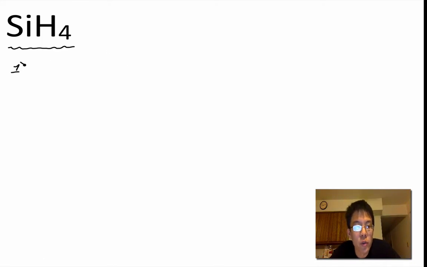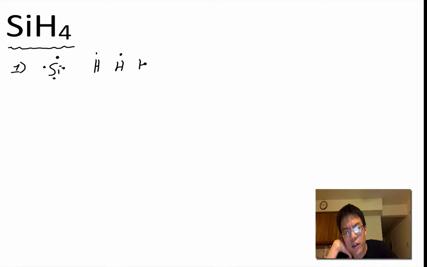So the first thing I always want to do is figure out how many valence electrons I'm dealing with. In other words, how many electrons do I have to reconfigure and bond for these atoms. I know Si is in the 14th column of my periodic table, so it has 4 valence electrons. I'm going to sketch it like this because that's what Si tends to do. And now I have 4 hydrogen atoms that have 1 electron each.